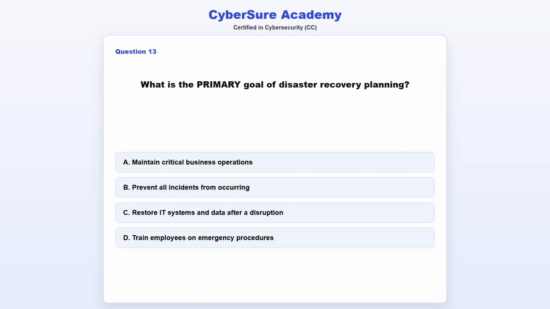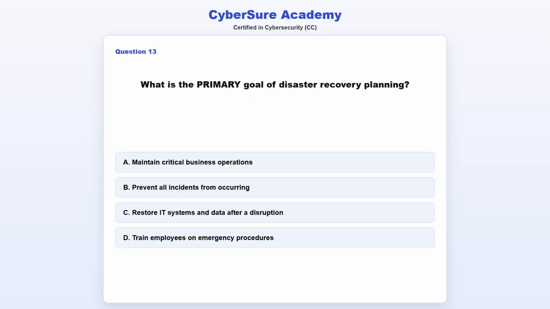Question 13. What is the primary goal of disaster recovery planning? A. Maintain critical business operations. B. Prevent all incidents from occurring. C. Restore IT systems and data after a disruption. D. Train employees on emergency procedures.